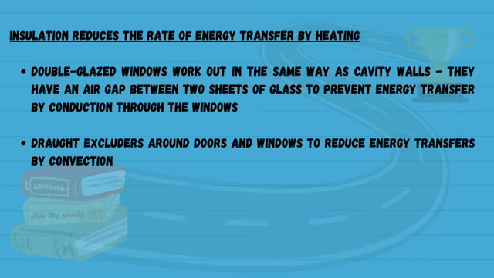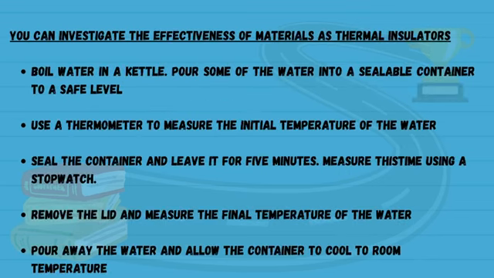Double glazed windows work in the same way as cavity walls. They have an air gap between two sheets of glass to prevent energy transfer by conduction through the windows. Draught excluders go around doors and windows to reduce energy transfer by convection.